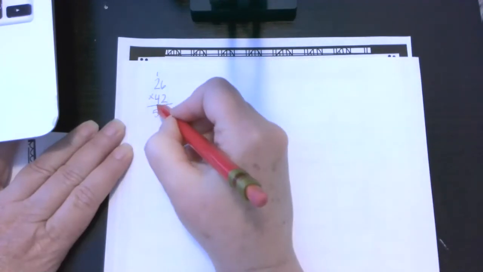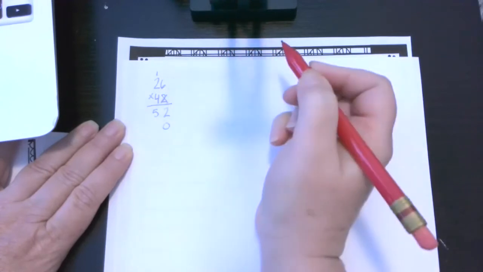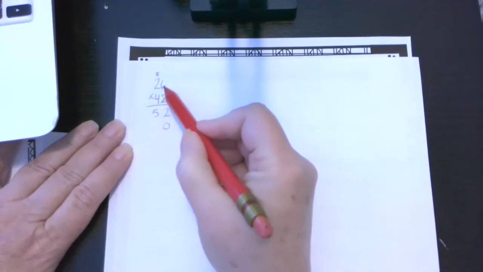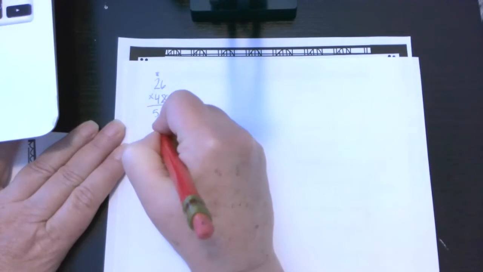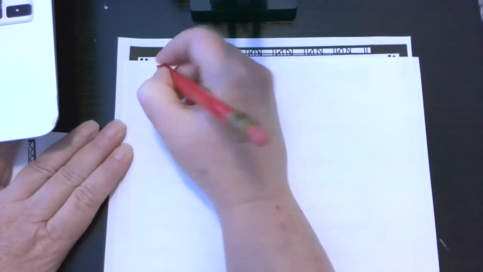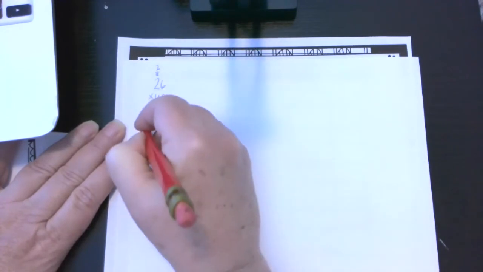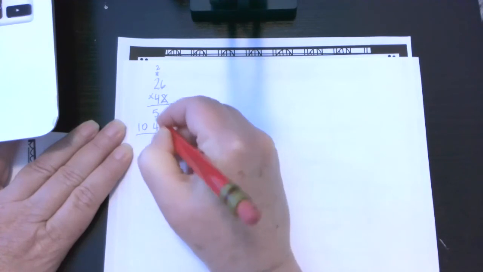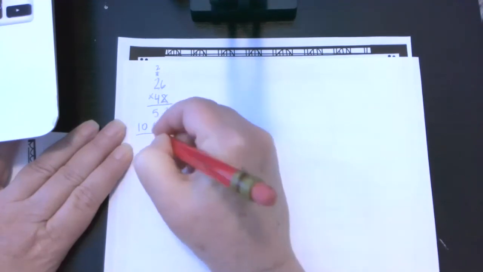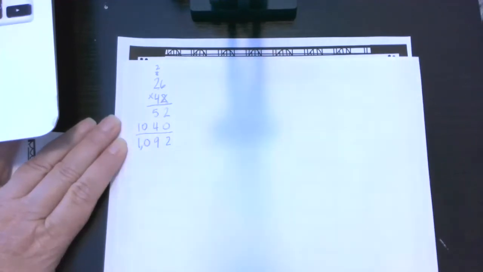Now I'm multiplying by 40. So I'm going to put down a 0. I'm going to cross this 1 out because I don't need it anymore. Now I'm going to say 40 times 6. I have my 0. So 4 times 6 is 24. Put down my 4 and carry my 2. 4 times 2 is 8, plus 2 is 10. And then I add. 2 plus 0 is 2, 5 plus 4 is 9, 0 plus 0 is 0, and 0 plus 1 is 1. So I got 1092.